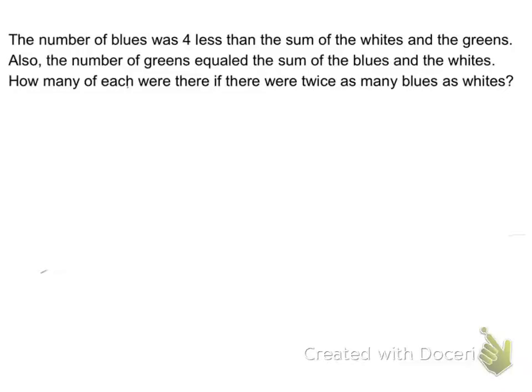Now, it's not too bad. The number of blues was, or is, right? So B equals, or wait, is it not B equals? What is the number of blues was 4 less than the sum of whites and greens? This is a classic one that people are going to get wrong. Felix? B minus 4. Okay. B minus 4 is what? Blue was 4 less. Finish it.